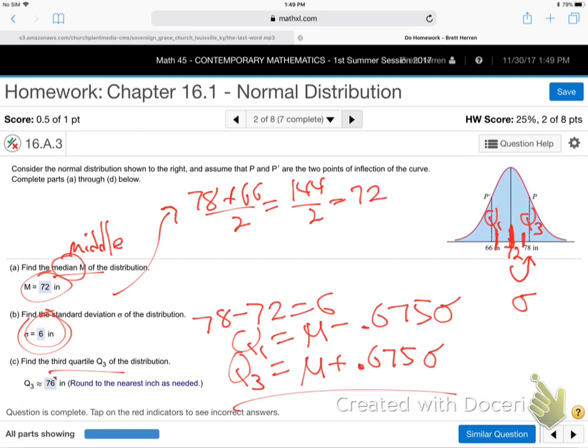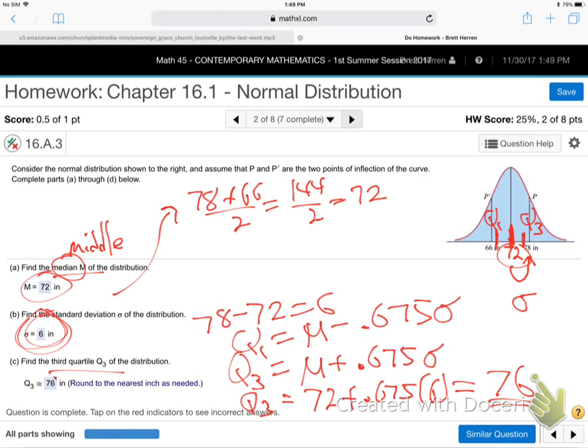Okay, so let's find it then. Q3, I'm not doing Q1, just Q3. So Q3 is mu, middle, which is the 72, plus 0.675 times sigma. Sigma is the jump amount, found it right there, 6. Hit the buttons on your calculator and round it, you should get 76. On that, we're done with this question.